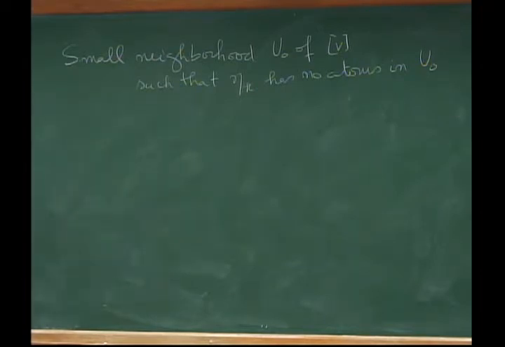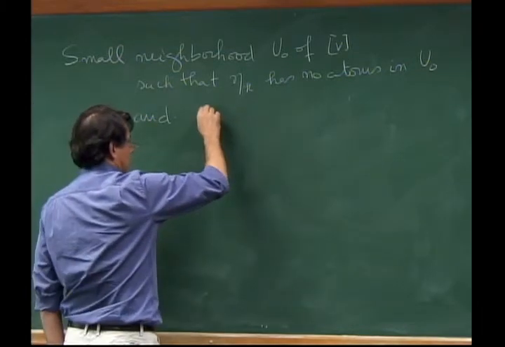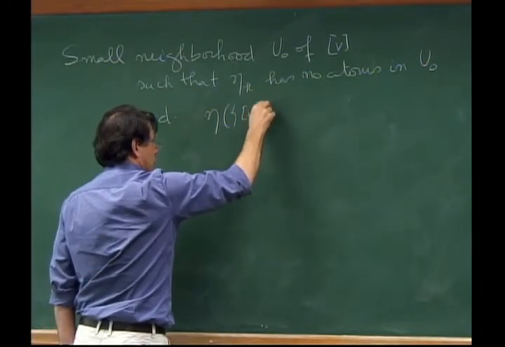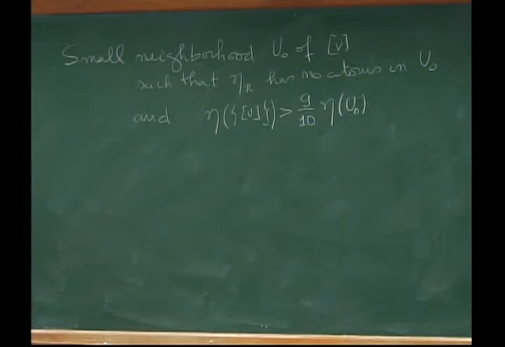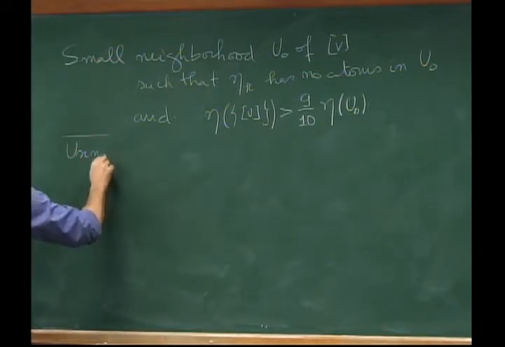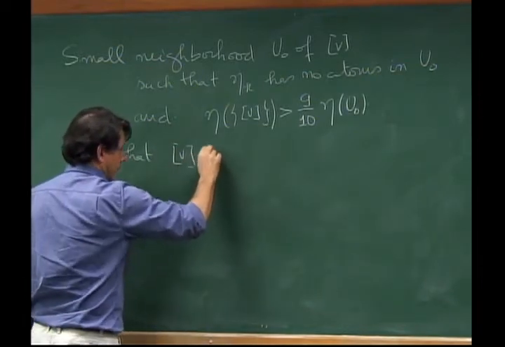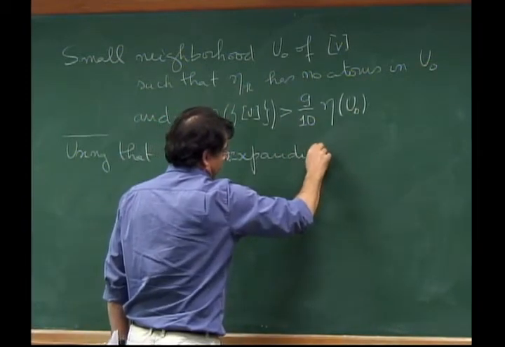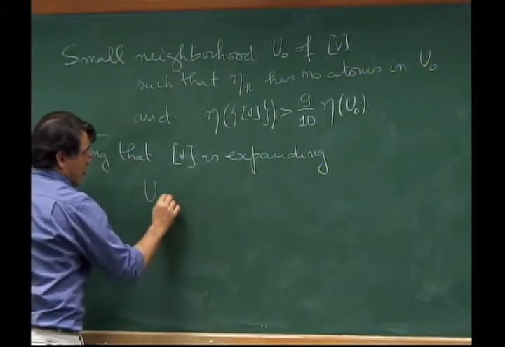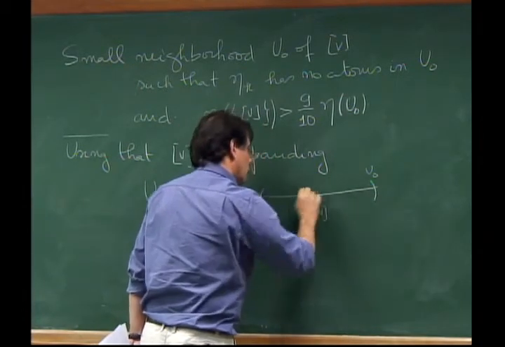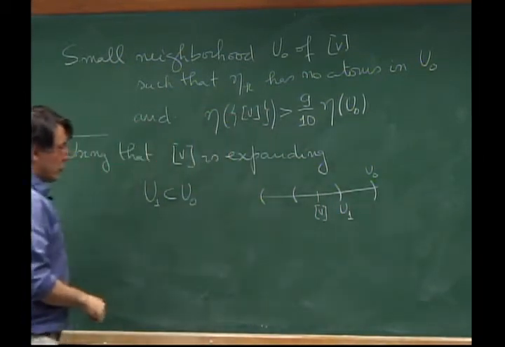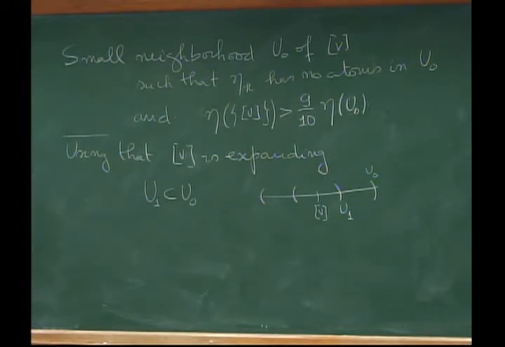And if eta V is positive, then we can choose the neighborhood such that the measure of this atom is bigger than 9/10 the measure of U0. Then what we did last time was using that V is expanding, we can find U1 contained in U0 sufficiently small so that the expanding behavior of V is still, just by continuity, still true in this neighborhood.